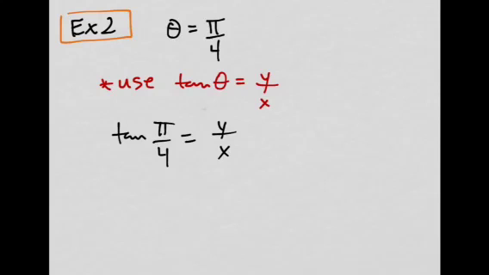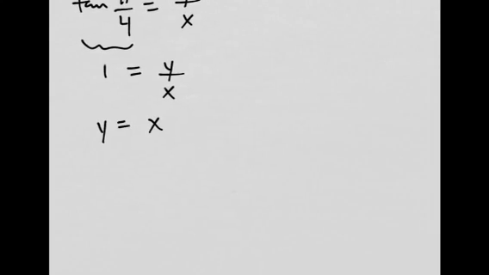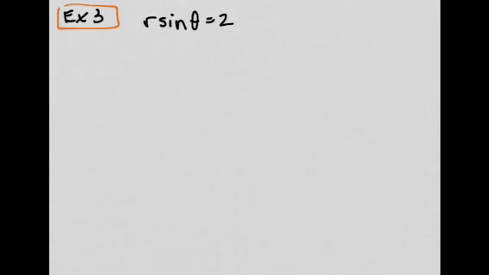Tangent of pi over 4 is 1. So 1 equals y divided by x. Multiply x to both sides, and I get y equals 1x, or just x. And that's just a line with y-intercept of 0. So that's simple. If we want to graph that, it just looks like that line, y equals x. Easy.